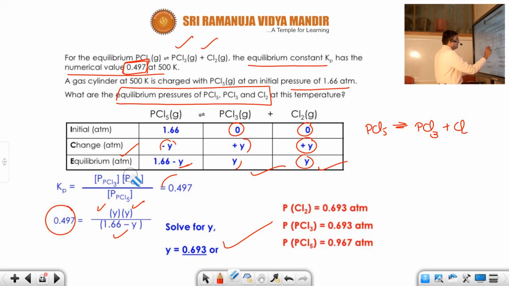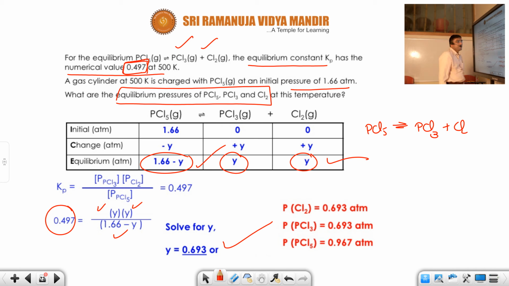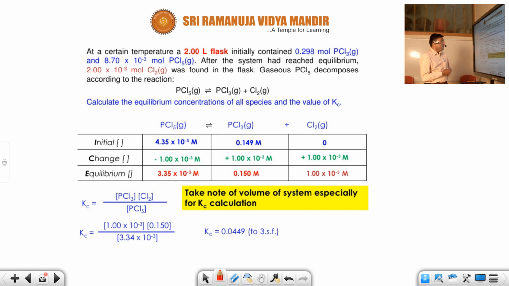So what is the question here? The question is very simple. You have to know the equilibrium pressures. So this value, this value and this value. When you know the Y, you know 1.66 minus Y. So this is how, when the equilibrium constant like Kp or Kc is given, one can calculate the equilibrium concentrations or equilibrium pressures effortlessly.